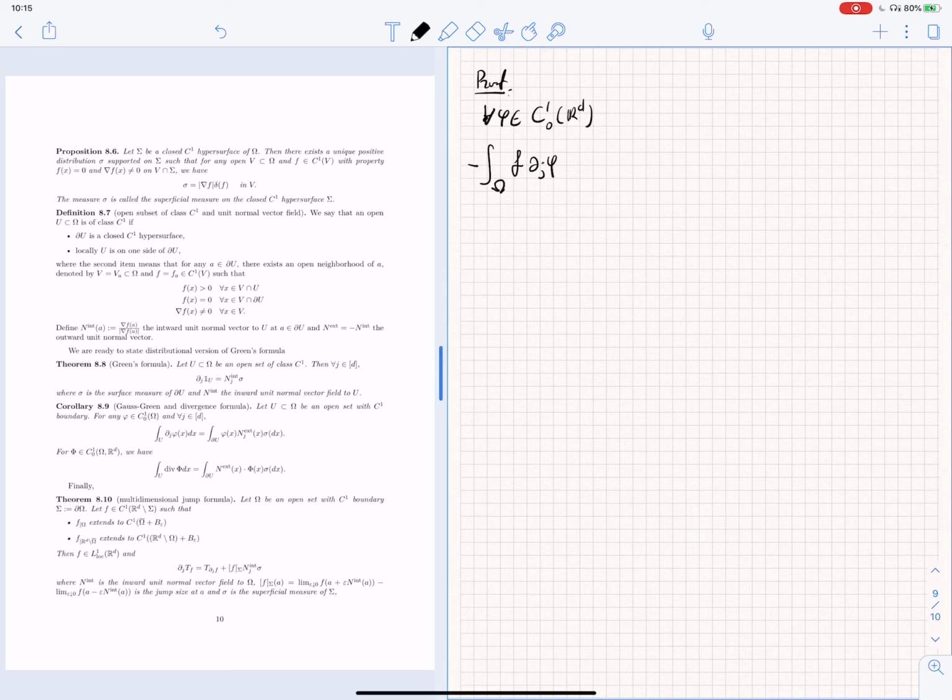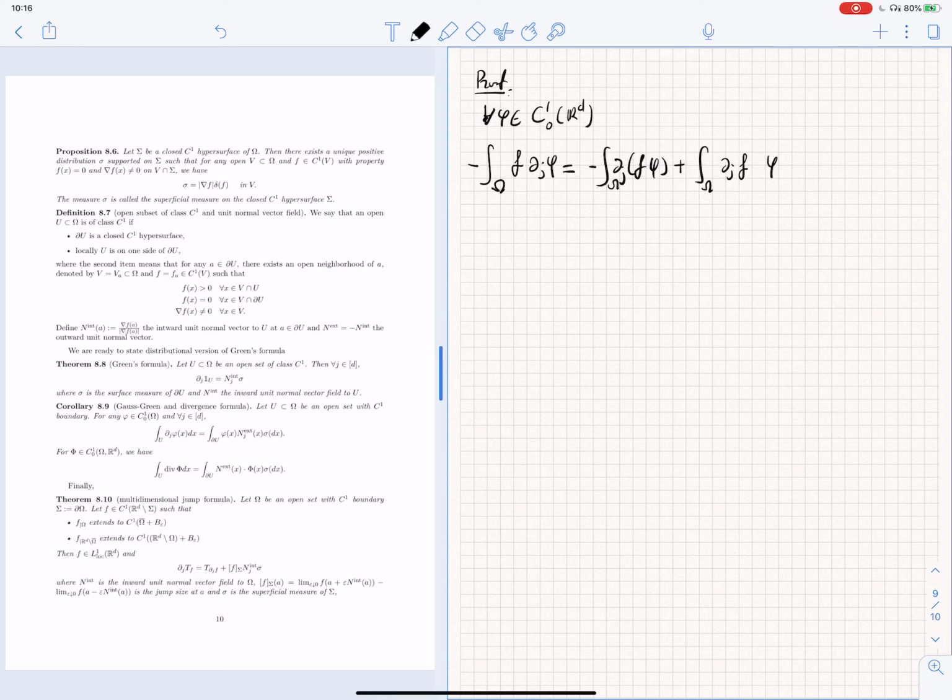So this is actually d_j of the distribution associated with f applied to the test function phi, right? This is according to the definition of the derivative of a distribution. And we can use the Leibniz rule. It can be written as the integral on omega of d_j of the product f phi, plus the integral on omega of d_j f times phi.